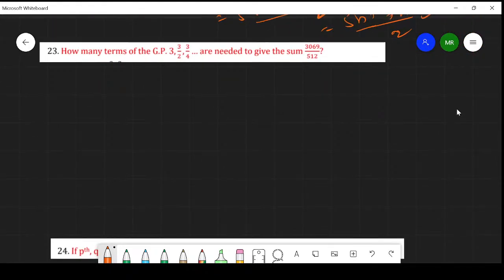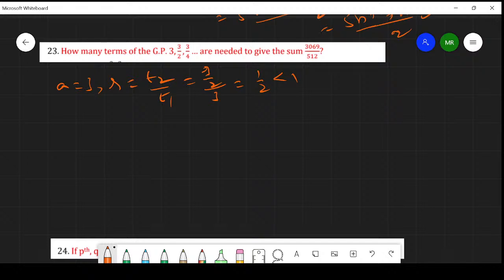Now you can see here. How many terms of the GP 3, 3 by 2, 3 by 4 are needed to give the sum 3069 by 512? Given the terms are a GP, so a is equal to 3. Common ratio is T2 by T1, which is (3 by 2) by 3. It comes 1 by 2, which is less than 1. Common ratio is less than 1.